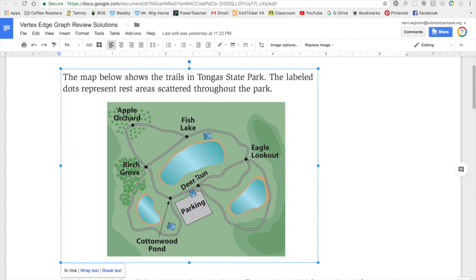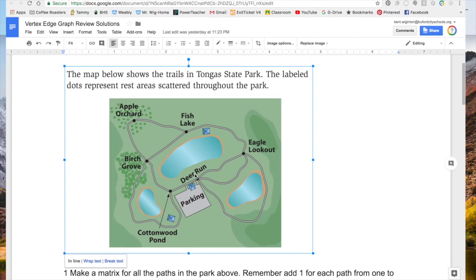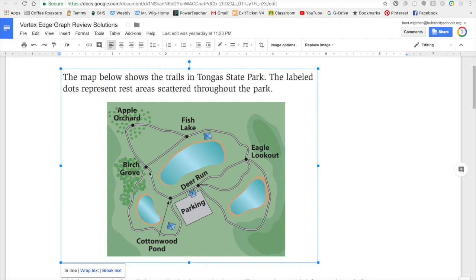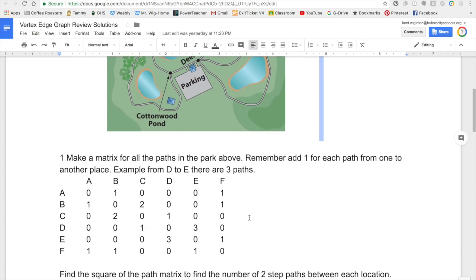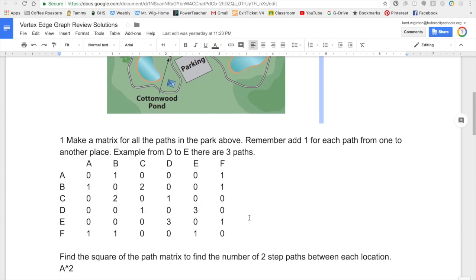They all have paths between them. Something to note is that you have one path that goes from Apple Orchard to Birch Grove. However, you have two paths that go from Birch Grove to Cottonwood Pond. In the same way, from Deer Run to Eagle Lookout, you have three different ones. And so when we write our first matrix, it's about noting the different number of paths from each place.